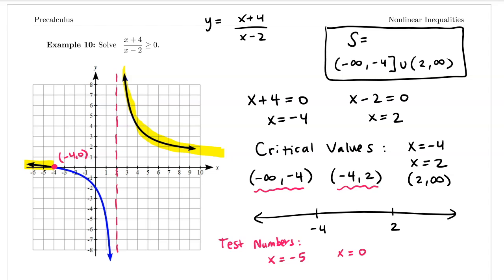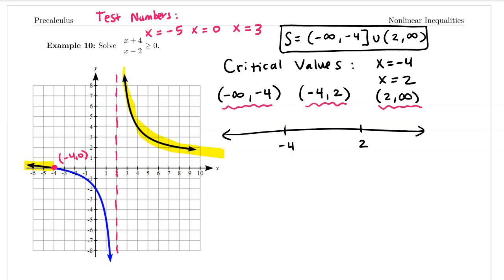As a tip, x equals 0 is a great test number to choose if you're able to use x equals 0 and it's not one of the critical values. And lastly, on this interval from 2 to infinity, I'm going to use the test number x equals 3.